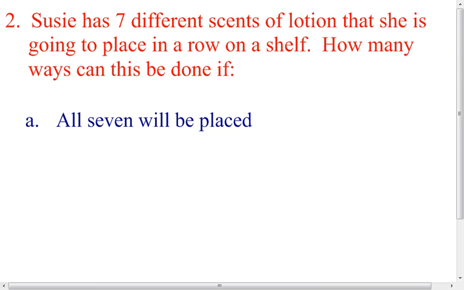Alright, so now Susie Q here has 7 different scents of lotion that she is going to place on a shelf. So I have 7 spots that I need to fill. I just kind of want to show you how this factorial business comes about. And this is what happens.